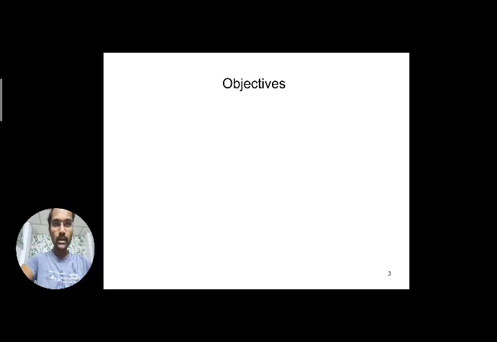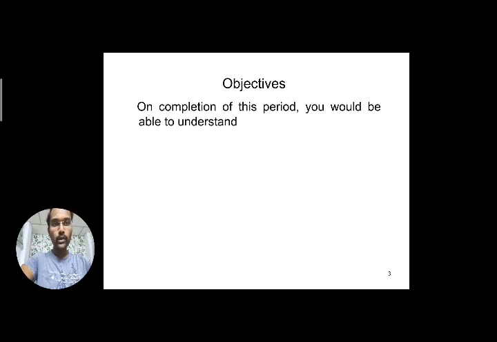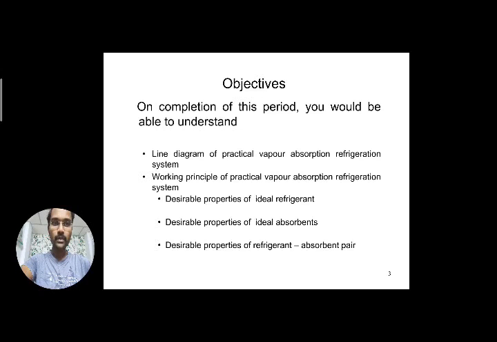Today, at the end of this video class, you will be able to understand the line diagram of the practical vapor absorption refrigeration system and its working principle. In continuation we will see the properties of an ideal refrigerant, ideal absorbents, and the desirable properties of the combination of refrigerant and absorbent pairs.